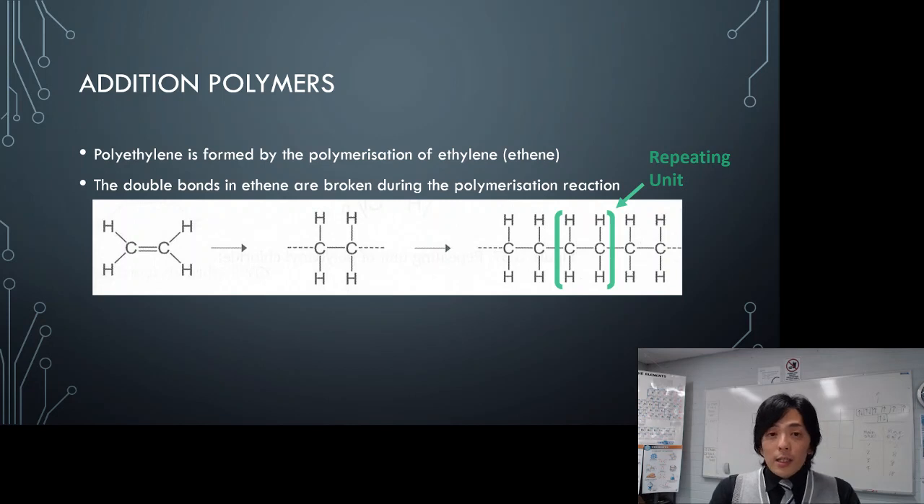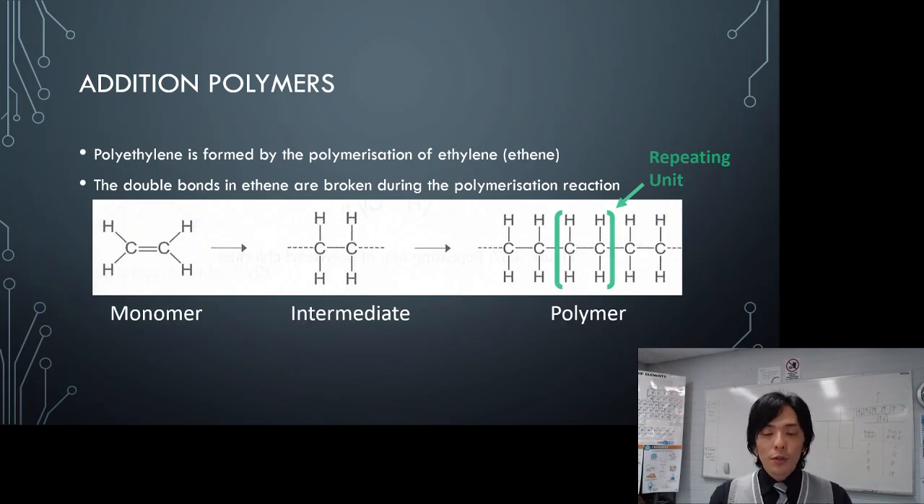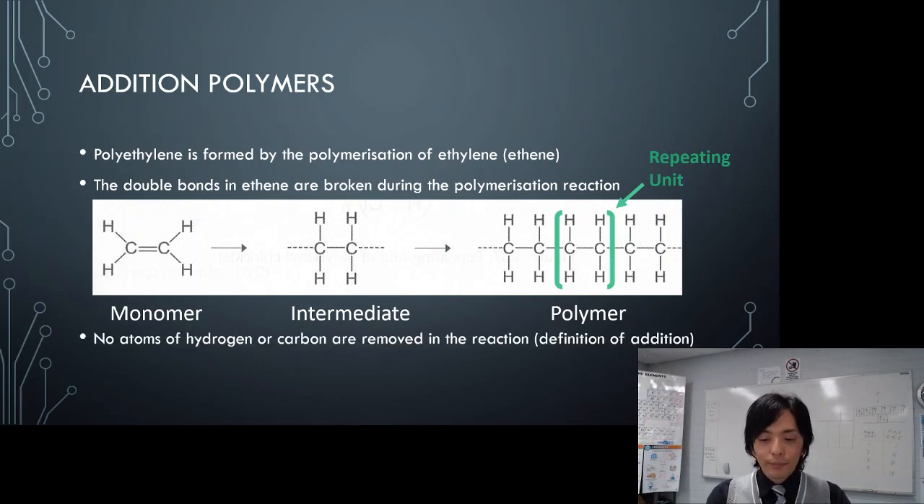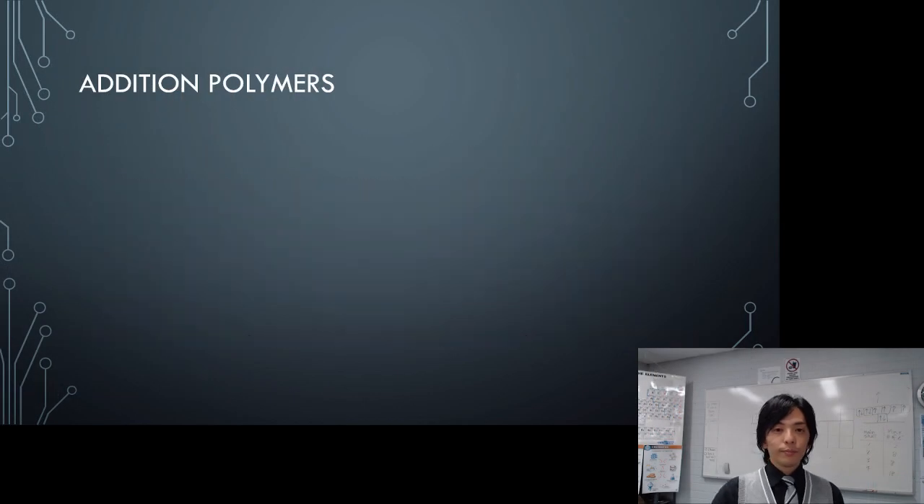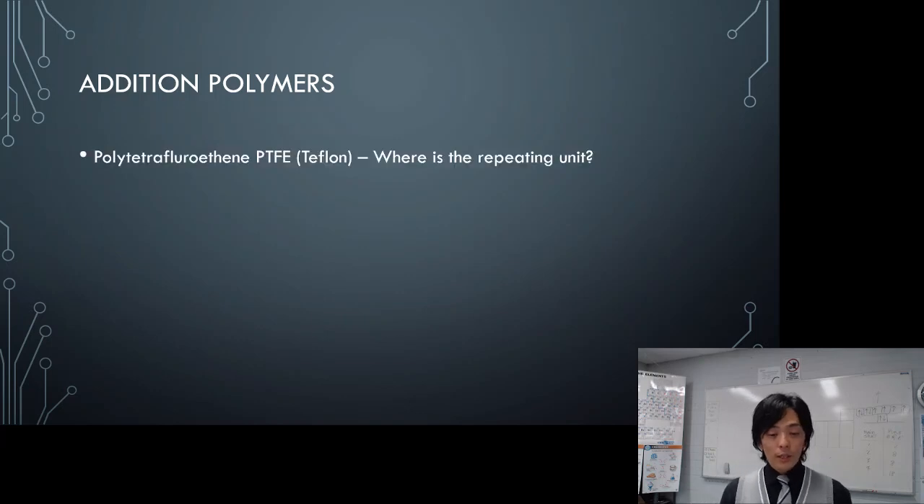The repeating unit in this case is C2H4 with two bonds sticking out of that, because the monomer you started with had two carbons. So don't break it down to CH2 as the repeating unit. You have to follow what sort of shape the monomer had. No atoms of hydrogen or carbon are removed in the reaction, which hopefully you remember is the definition of addition reaction, addition polymerization. Okay, continuing on to the next slide.